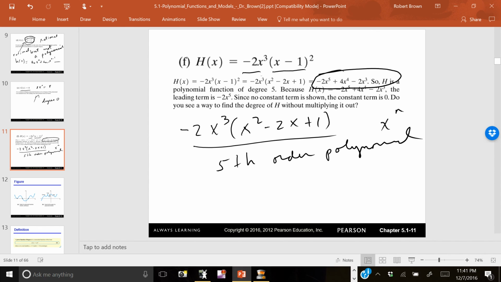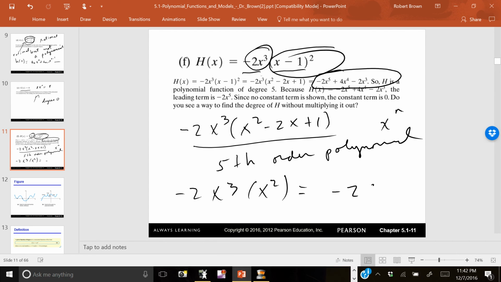Notice you don't have to multiply it out to know what the order is. You can just say this is going to be minus 2x cubed. And the highest term in this expression is going to be x squared. So you can go ahead and figure out that the leading term is going to be minus 2x to the 5th without multiplying everything out. That could save you a little bit of time.